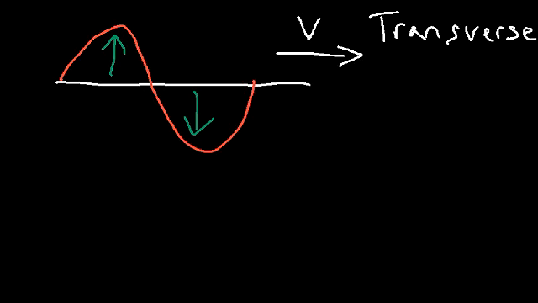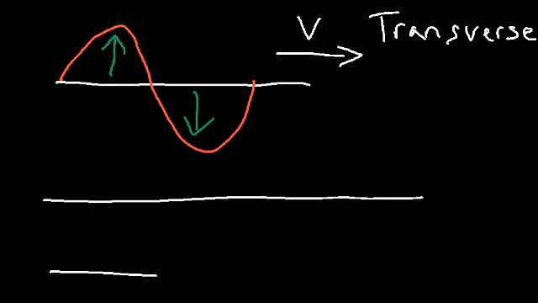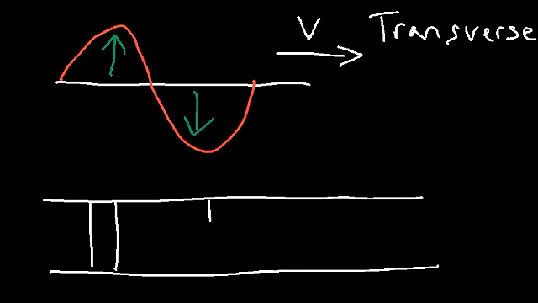A sound wave is not a transverse wave. A sound wave is a longitudinal wave. A sound wave is basically a pressure wave. As sound travels through air, you can have regions of high and low pressure.